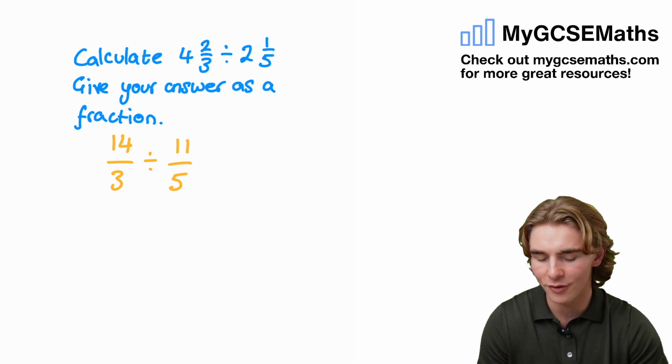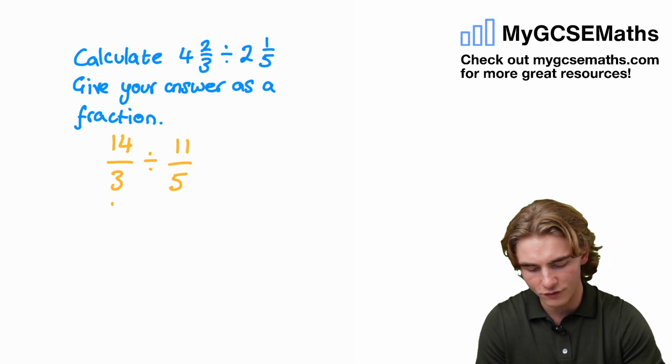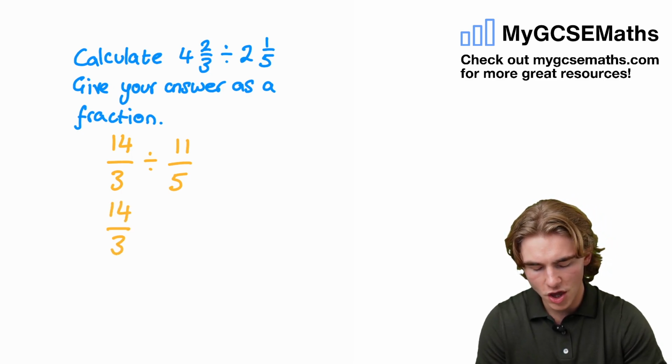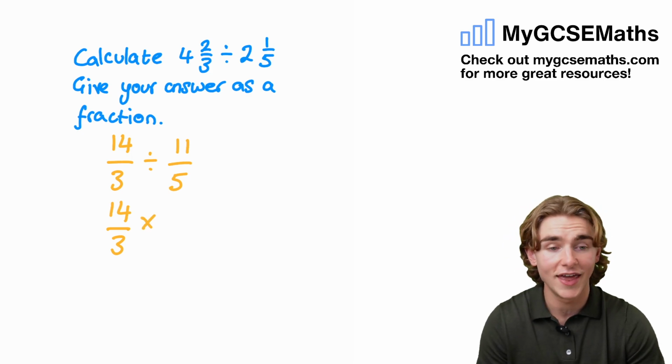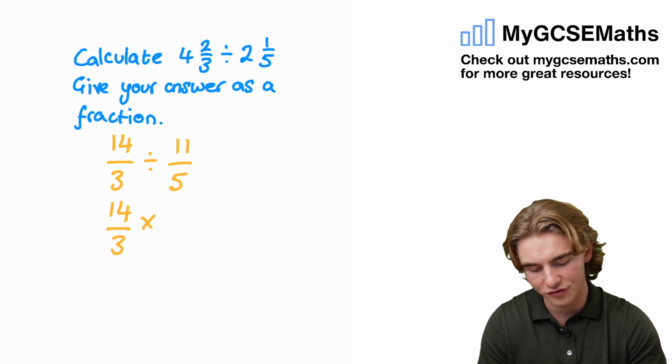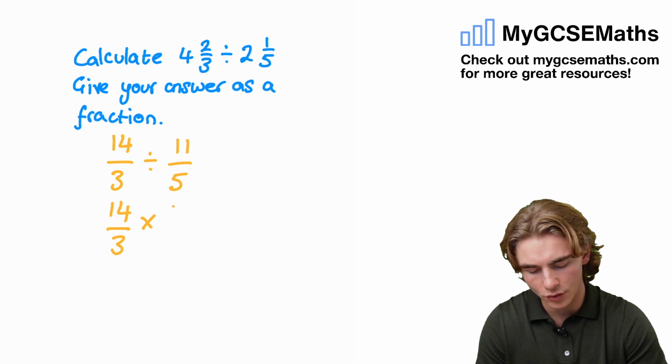So copy down our first one. We're going to have 14 over 3. We're going to swap our divide for a times, so we have times by, and then we're going to flip our final fraction. 11 over 5 is going to become 5 over 11.